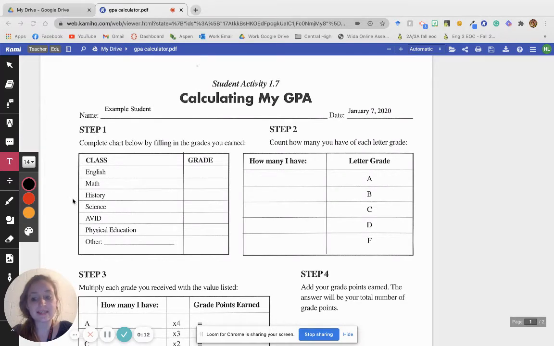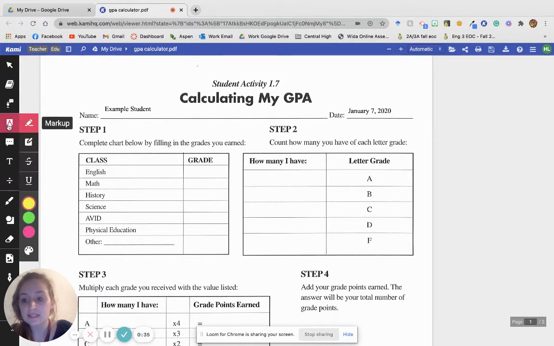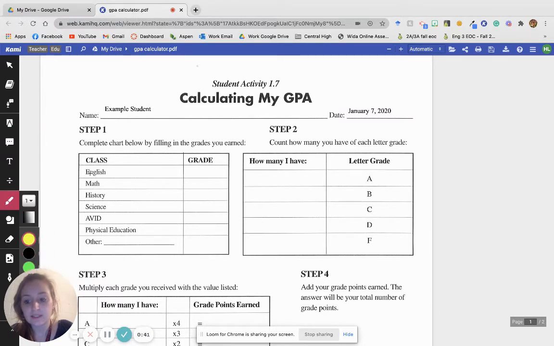So I'm going to use an example student, and the first thing you want to do is go on Aspen and look at your grades from last semester. Now you will not have all of these classes on here. So let's say that my example student last semester took an English class, a math class, a history class, a half credit PE class, and a half credit ACT prep.